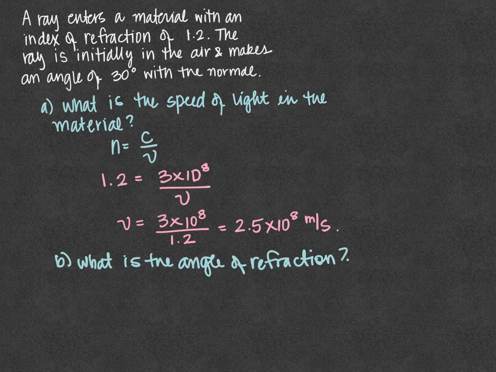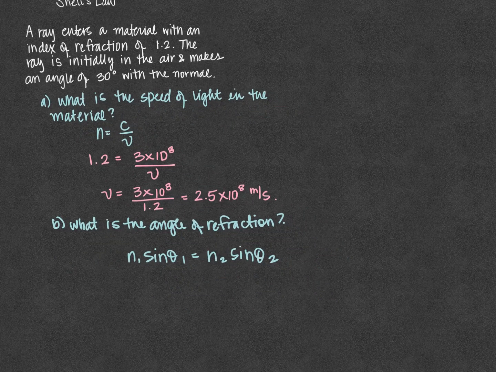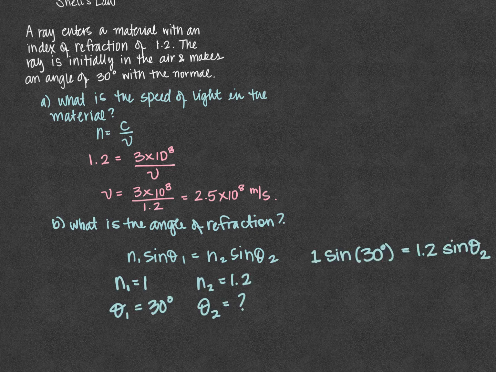Now, what is the angle of refraction? We'll use Snell's law. In this case, the material the light is in is air, and the index of refraction of air is 1. Then the index of refraction of the material is 1.2. So we'll make those substitutions. The sine of 30 is 0.5, so 1 times 0.5 is 0.5, and then we'd have 1.2 times the sine of theta 2, that is our angle of refraction. So let's divide by 1.2 on both sides. That'll give us 0.4 is equal to sine theta 2.